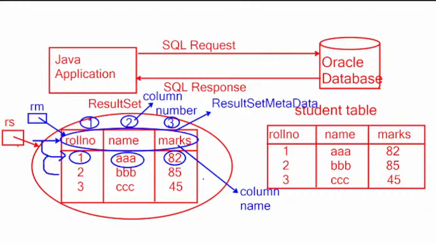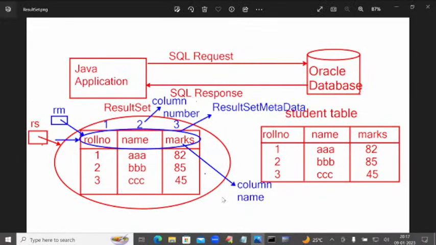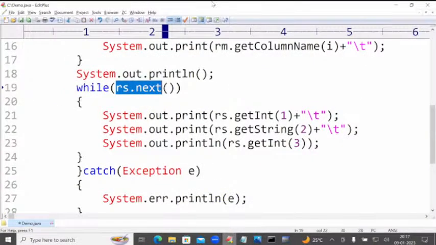The cursor comes here. Again getInt 1, 2. getString 2. This is getInt 3. Again next method called. Again getInt 3, getString, getInt. After that, again next method returns false. It is stopped. Okay. Then you will not get the program terminated. See. Now program terminated. Here false comes, it is stopped.